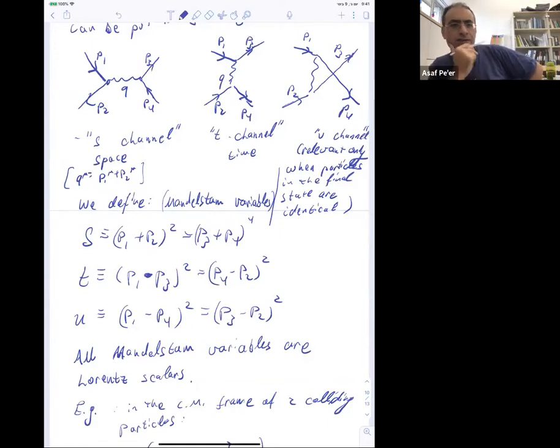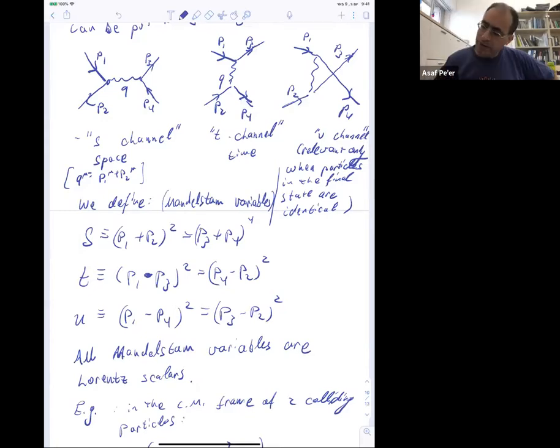Now, in fact, the S channel is the only way in which new unstable particles can be discovered, provided that the lifetime is long enough. And what really happens is you take two particles, give them enough energy, and then you're hoping that this new mediated vector boson would be a new particle that you've never seen before. And if it has a long enough lifetime, then you could maybe even detect it directly.